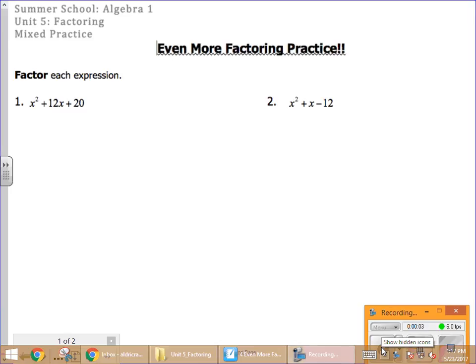The Algebra 1 Summer School, Unit 5, Lesson 2, Mixed Practice. So this is more factoring practice for factoring trinomials and split the middle.